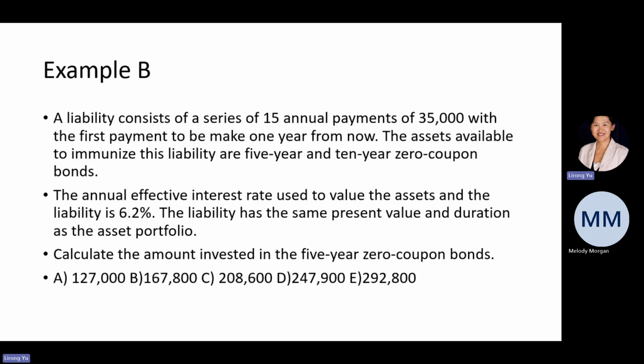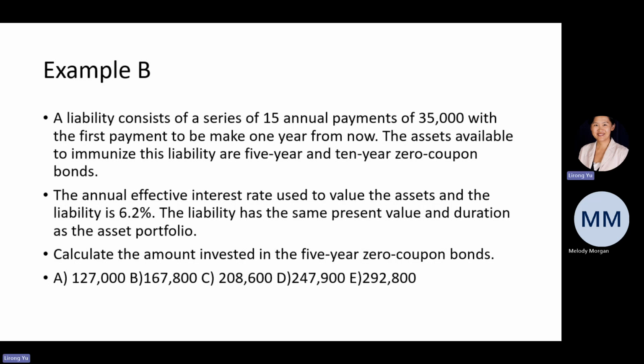And this is the last example in the set. The liability consists of 15 annual payments of 35,000, with the first payment at the end of the year. So that will be an annuity of 15 payments. The assets available to immunize this liability are 5-year and 10-year zero coupon bonds. The annual effective interest rate used to value these assets is 6.2%, and the liability has the same present value and duration.